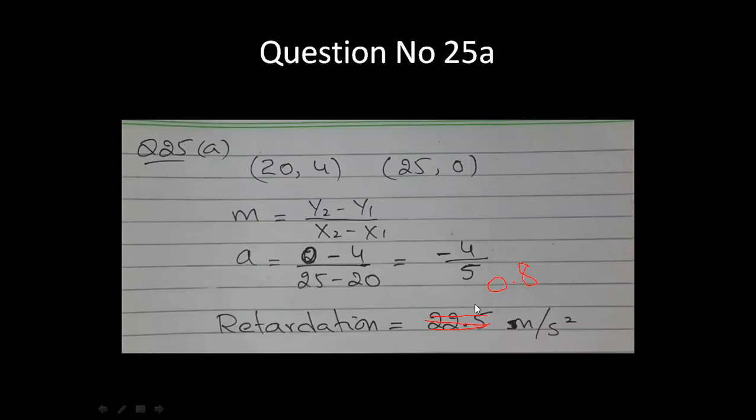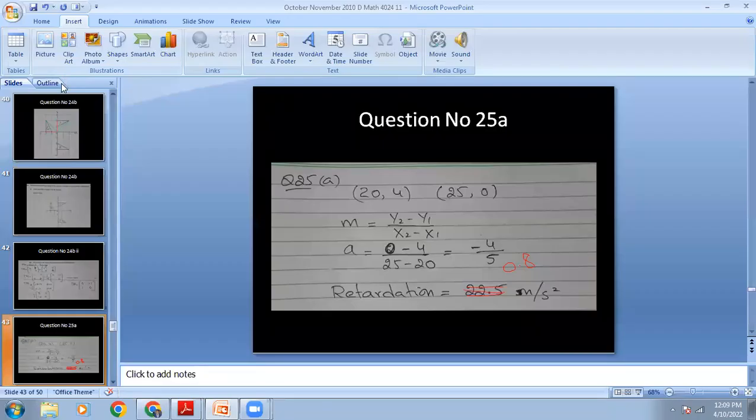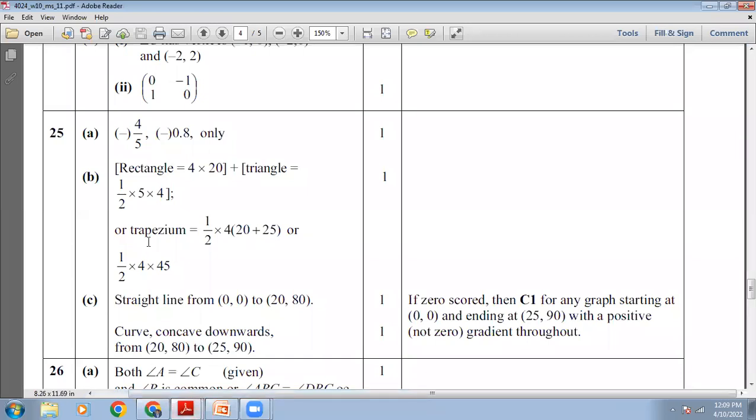When I was making the slide, I made some mistake here. So now I have corrected it. 0.8 meter per second squared will be the retardation, because the word retardation is used. That's why we will not put the negative sign there. Hope you understand what's the mistake I made in the calculation. So minus 0.8 or 0.8 only is the answer.